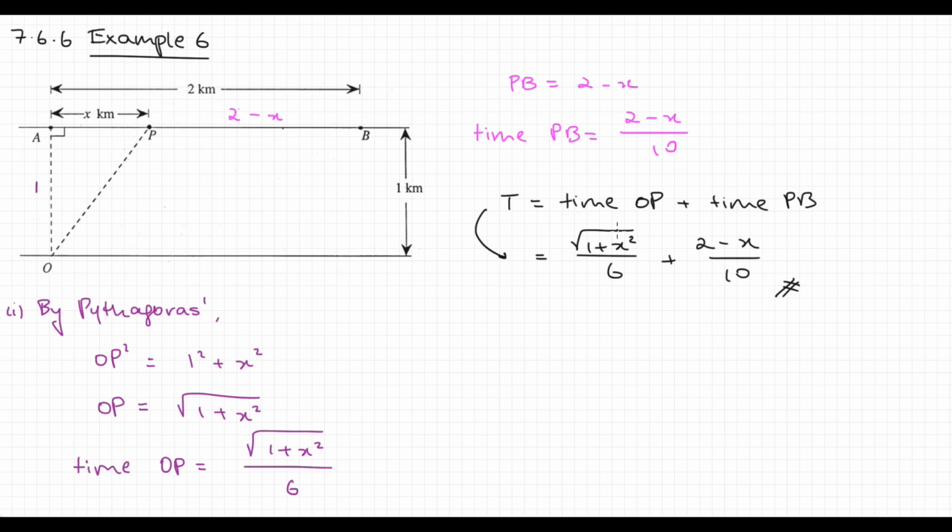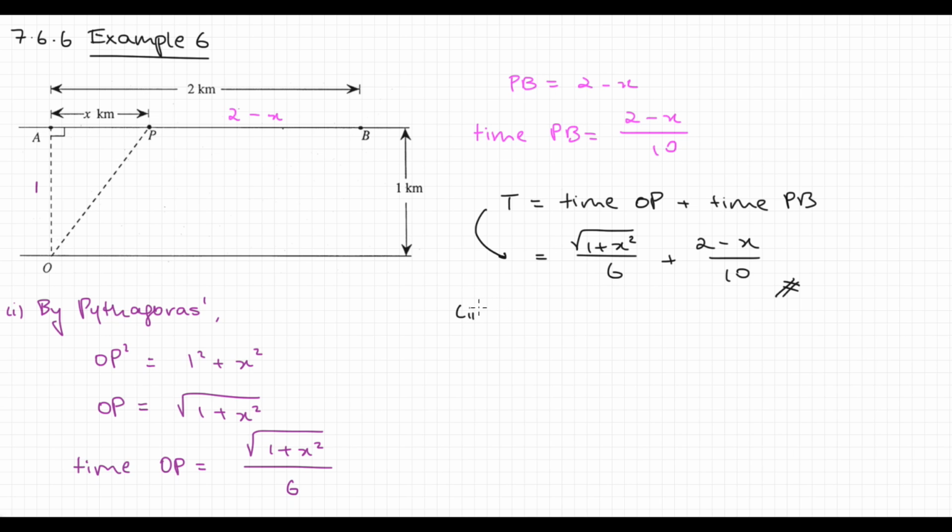The standard process here, if I want to minimize time, is I've got the time function, and all I need to do is differentiate it and solve the derivative equals to 0, and of course justify why the answer we have is actually the correct answer. So before I differentiate this expression, I'm going to rewrite this slightly.